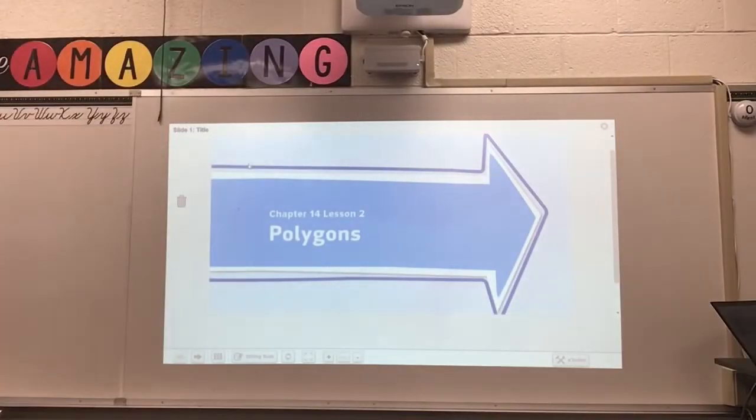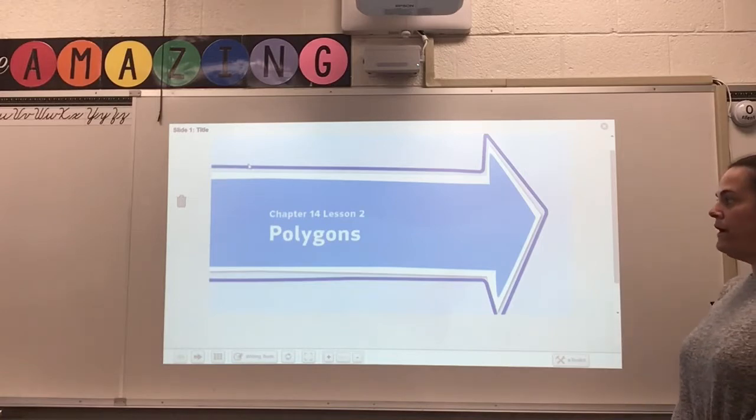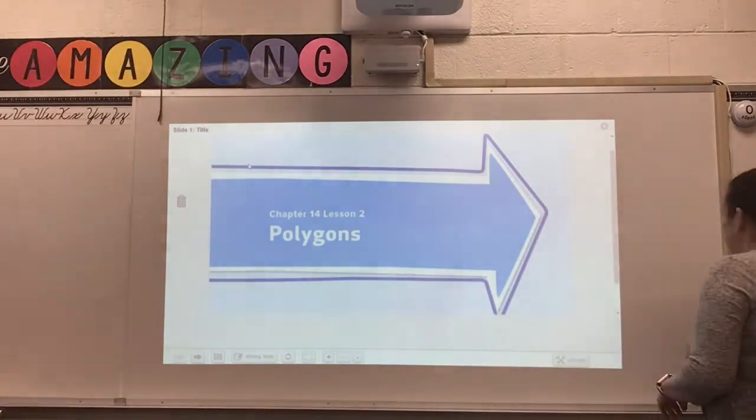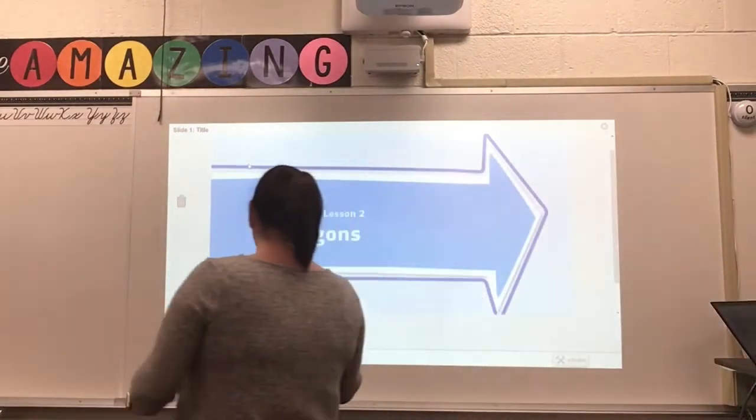All right, so boys and girls, Lesson 2 of Chapter 14 is about polygons. And you might be wondering, what is a polygon? A polygon is a closed two-dimensional figure that is formed by 3 or more straight lines that do not cross one another. Okay? So that means it's going to be a closed figure.